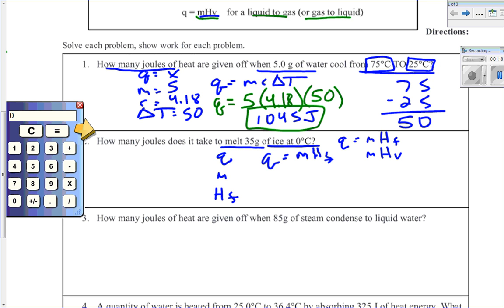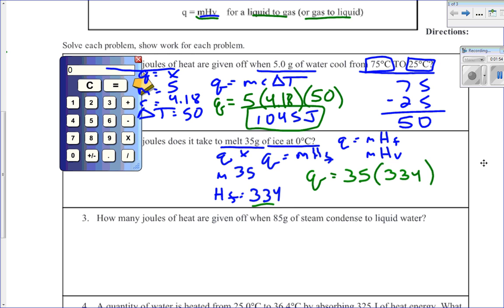So you're going to get Hf from the front page of the reference table, 334, and then you're going to get the mass from the problem, 35 grams, and you're solving for Q. That's going to be x. So after you've done this, you're going to start plugging numbers into the formula. So Q is still going to be a variable. You could write it as x if you like, or you could write it as Q. Q is equal to m, which is 35, times Hf, which is 334. And that's it in terms of variables going into it.